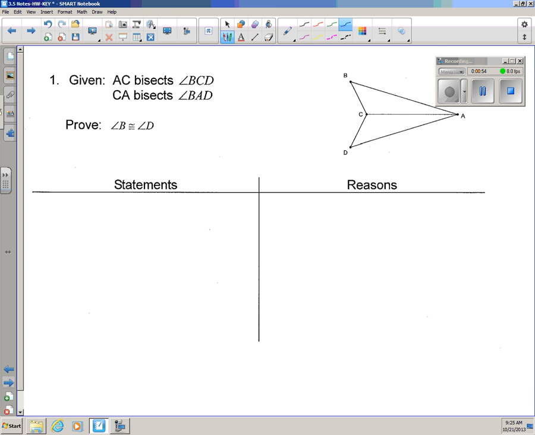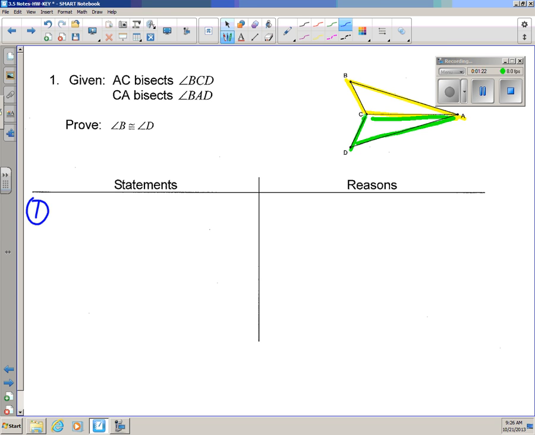So here's your first proof. Given that AC bisects angle BCD and CA bisects angle BAD, prove that angle B and angle D are congruent. The first thing you need to realize is what triangles do they want you to prove congruent? And hopefully you see that they're looking for this triangle, BAC, and this particular triangle, CAD. So let's see what we know.